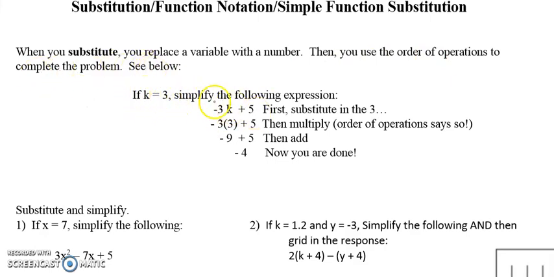So if k is 3, simplify the following expression. So they go through it here. Negative 3k plus 5. So first substitute in the 3, which is what they did right here. And you don't have to write that down. I'm just highlighting it there for you. It says then multiply, which would be the order of operations. That's what we do. We multiply before we add. So if we multiply, we get negative 9 there. Okay, so then now you just add these together and you get negative 4. So we're just plugging in, substituting in, and then working it out from there.